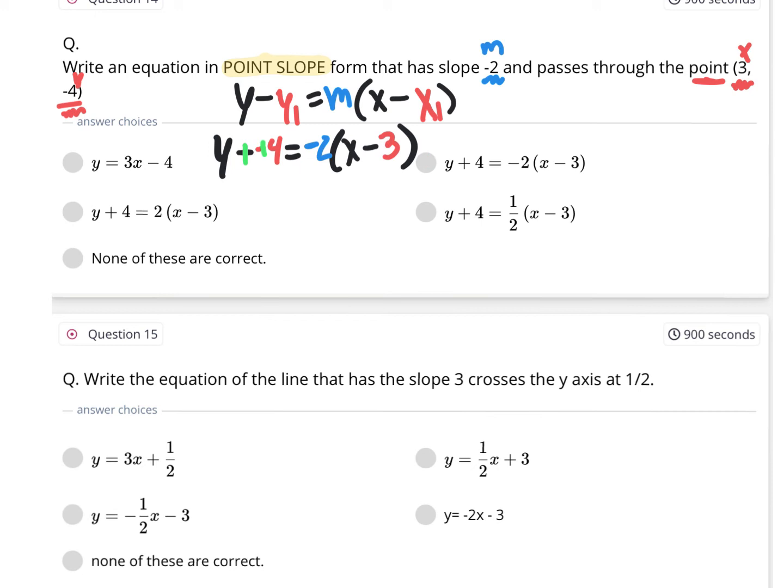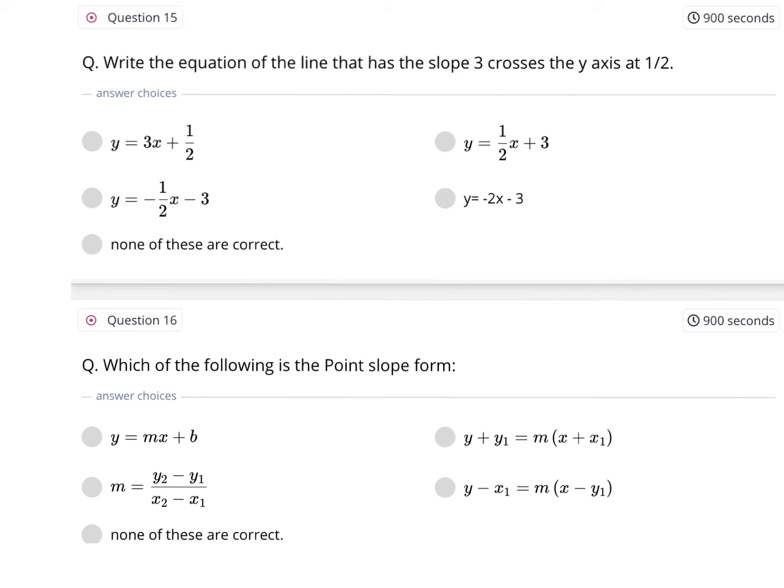This one's it. There is your answer. Moving on. Another ridiculously easy one.